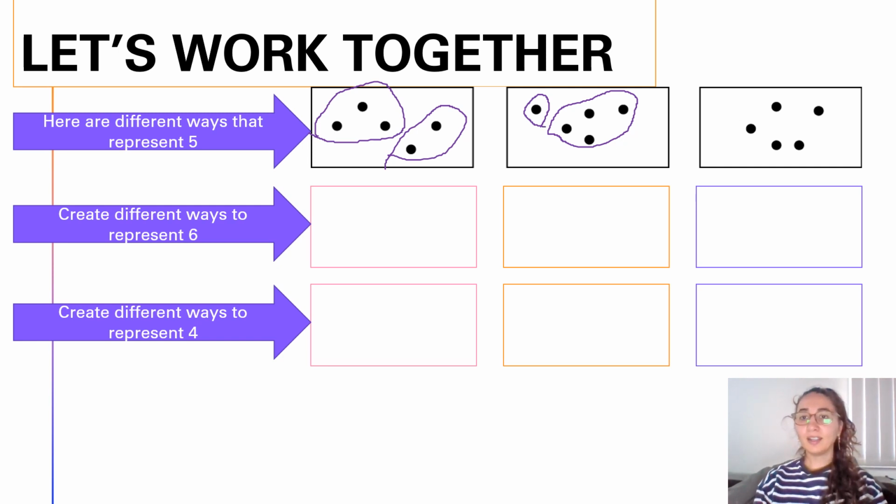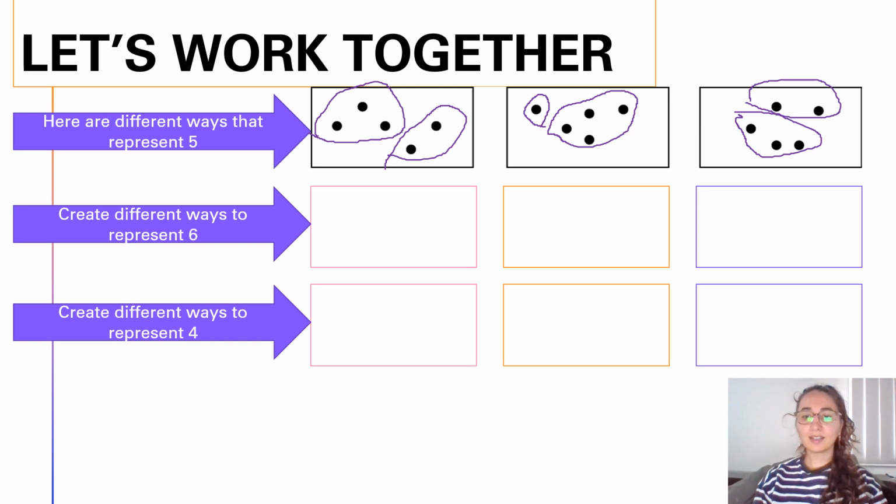Now here they've represented 5 in different ways, but when I look at this, I know it's 5 because I see 2 and 3. So it's up to you how you're going to represent your numbers and your subitizing, but I'm going to show you and demonstrate what I mean.